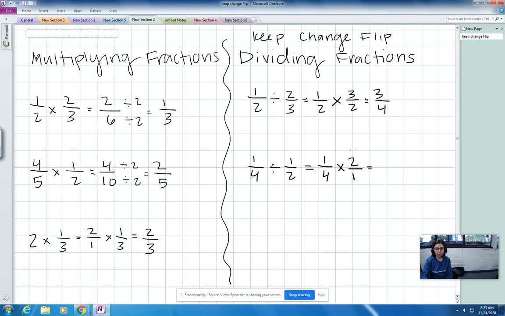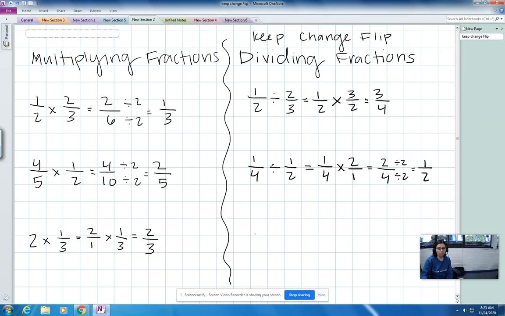Now I'm going to multiply across. 1 times 2 is 2. 4 times 1 is 4. I need to see if I can simplify. Yes, I can. The number 2 goes evenly into both 2 and 4. So let's divide by 2. 2 divided by 2 is 1. 4 divided by 2 is 2. So our final simplified answer is 1/2.